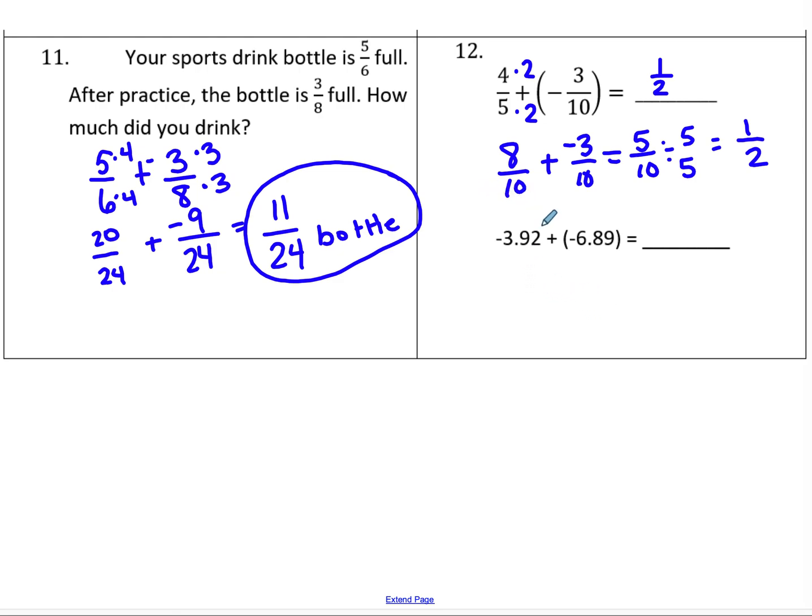All right, 3 and 92 hundredths plus 6 and 89 hundredths. Greater absolute values going on the top, and I'm going to line up those decimal points. All right, same sign, find the sum. 9 plus 2 is 11. Carry the 1. 1 plus 8 is 9. Plus another 9 is 18. Bring down that decimal point. Carry the 1. 1 plus 6 is 7. Plus 3 is 10. Both negative numbers. That gives me a negative answer, negative 10 and 81 hundredths.